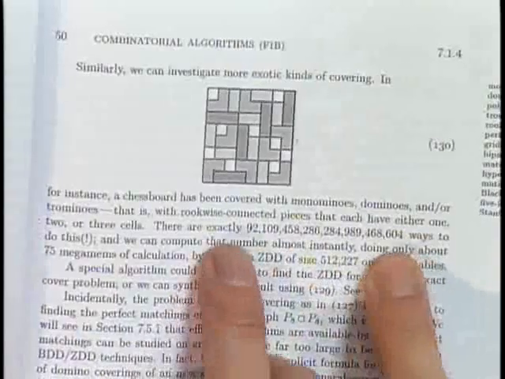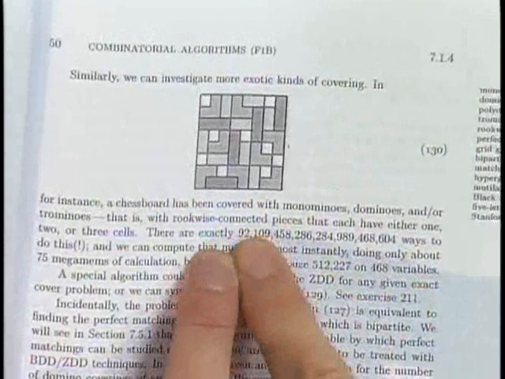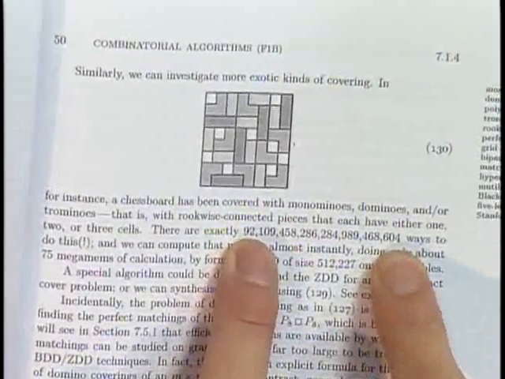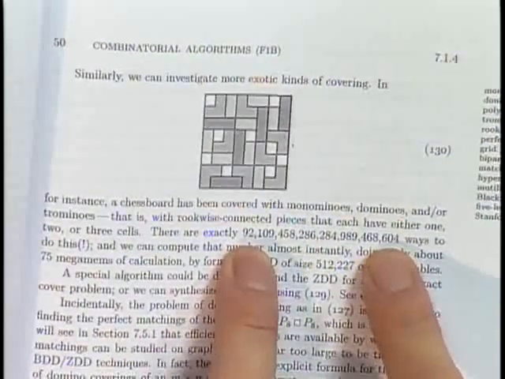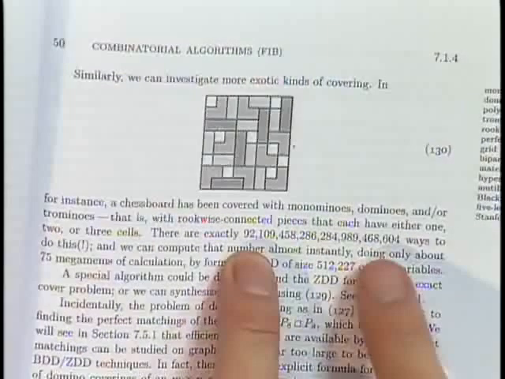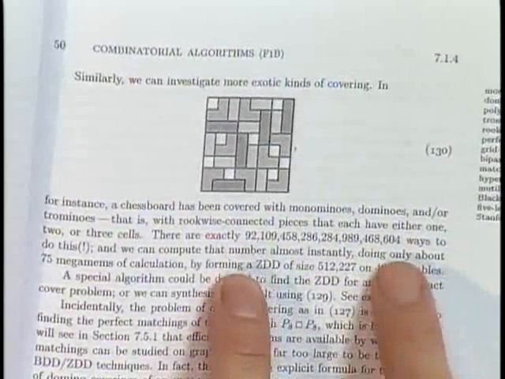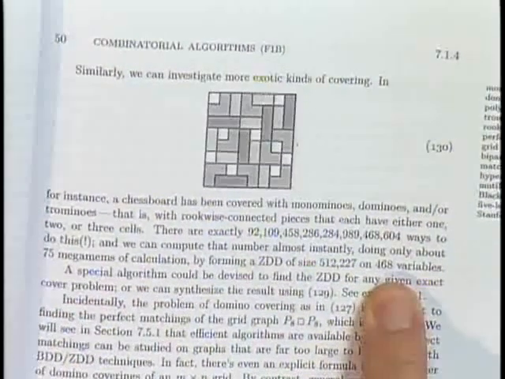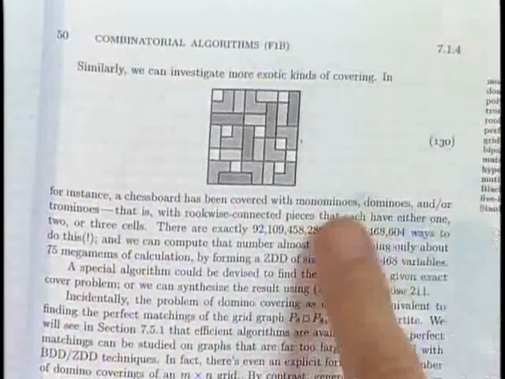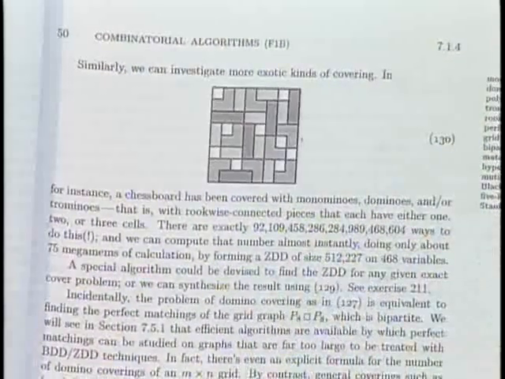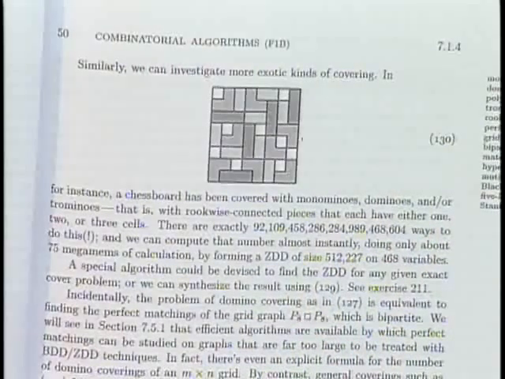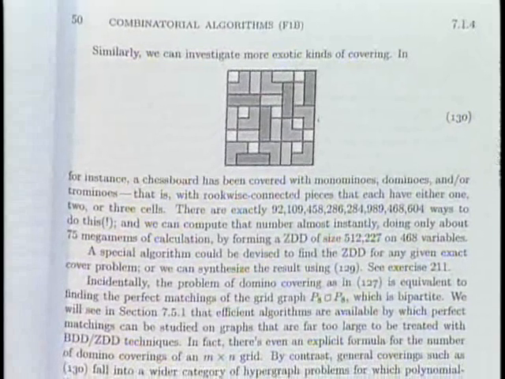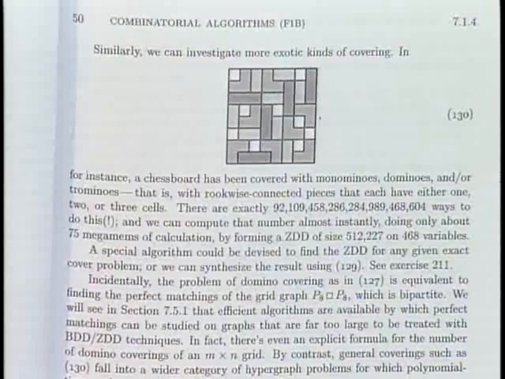How many ways are there to do this? Okay, 92. You know, this is this long, big number here, 92 sextillion. I don't know what it is, and it takes almost no time to figure that out. You have 468 variables now. There's 468 ways to place one of these dominoes somewhere on the chessboard, and that gives you an exact cover problem with 468 rows.